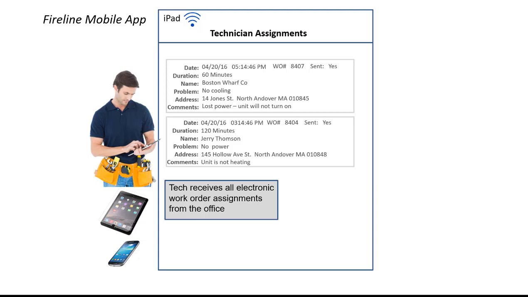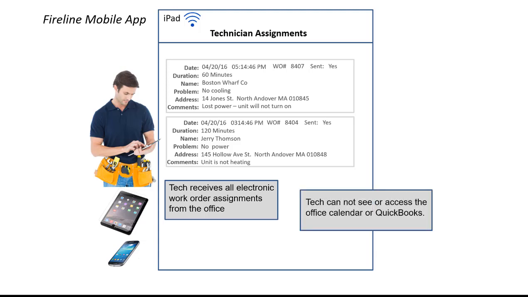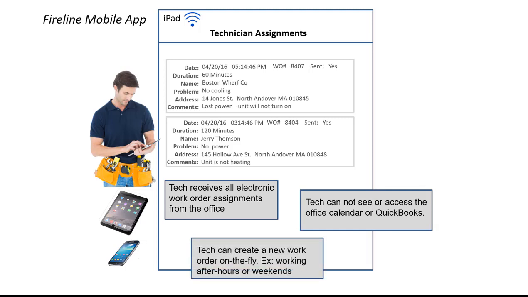For security reasons, the tech cannot get access into QuickBooks or the office scheduling calendar. If the tech was working on the weekend or after hours, they can create a new work order on the fly without the office sending them a work order. Let's watch the technician select this work order assignment.